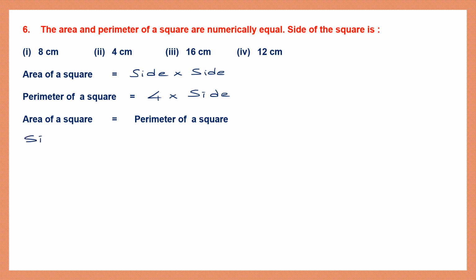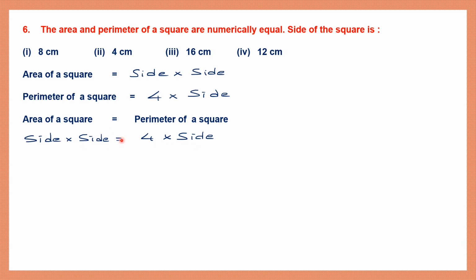So area is side into side and perimeter is 4 into side. So now we have to find the value of side, isn't it? So let's look at both the sides. This is the left hand side and the right hand side. Let's see if we can cancel something.